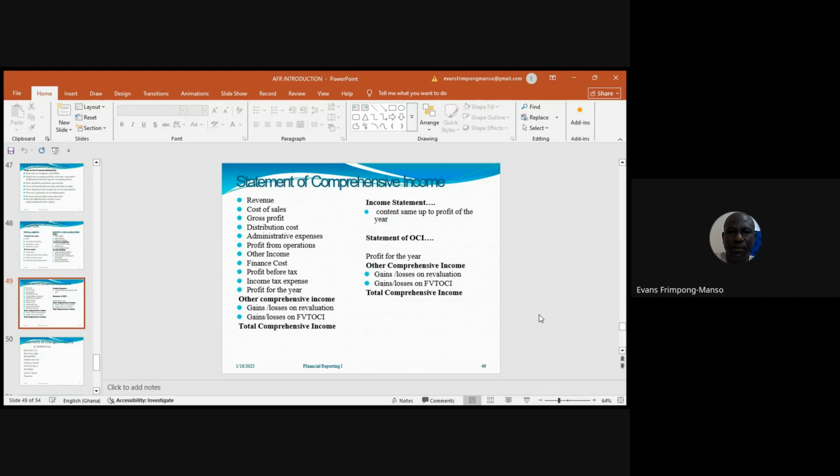Then all your expenses are also grouped. You have distribution expenses, you have administration expenses, you have what do you call it? So distribution, administration, production, all expenses are grouped according to their function. So then you list all other incomes and expenses. It is very, very important.